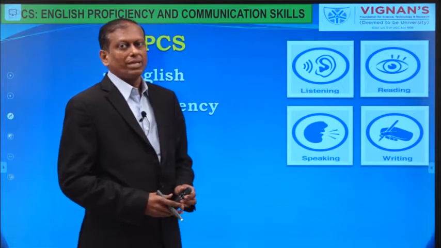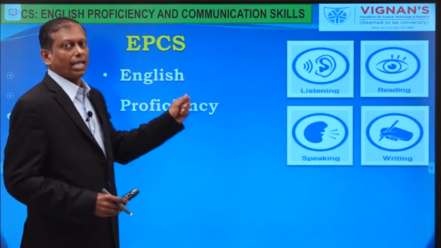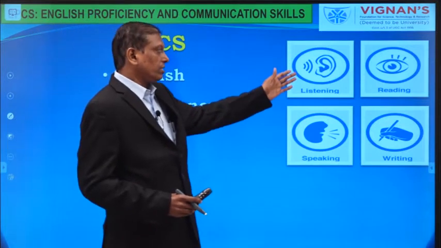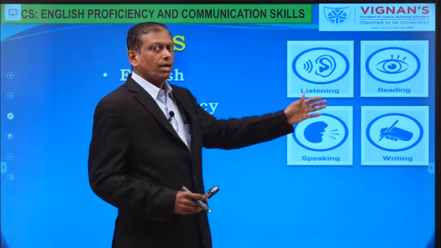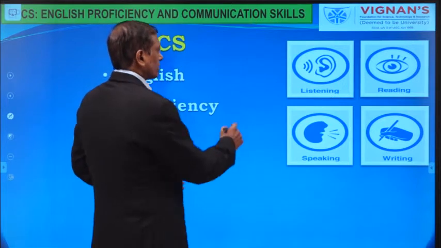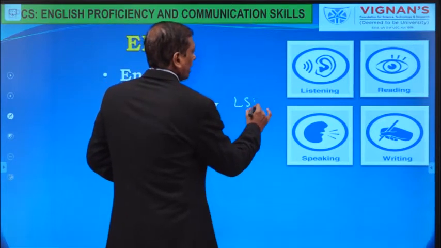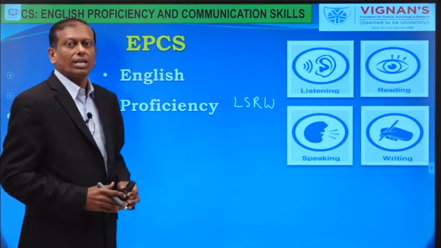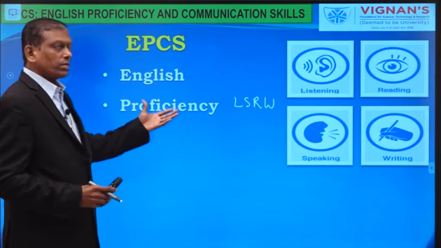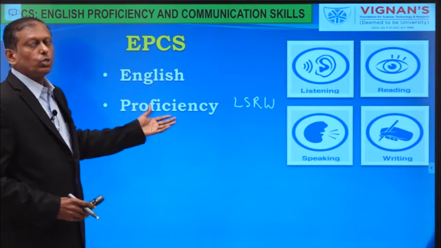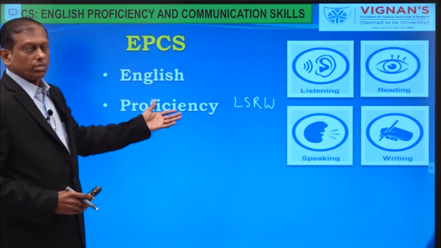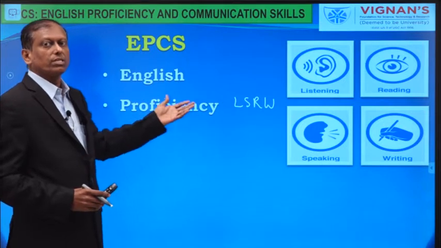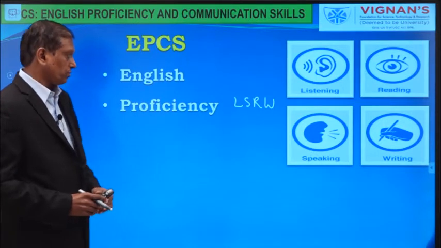These are the four major activities that we do with the language, major actions. That is listening, speaking, reading and writing. We call this as LSRW, skills of a language. So once when a person is able to use these four skills of a language, we say that the person is proficient in that language.